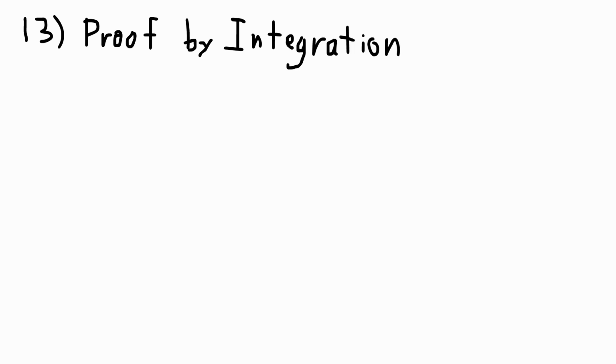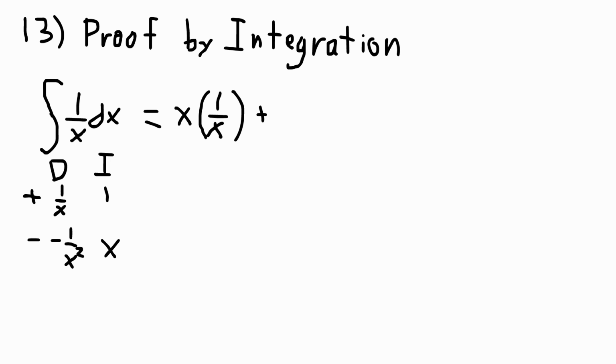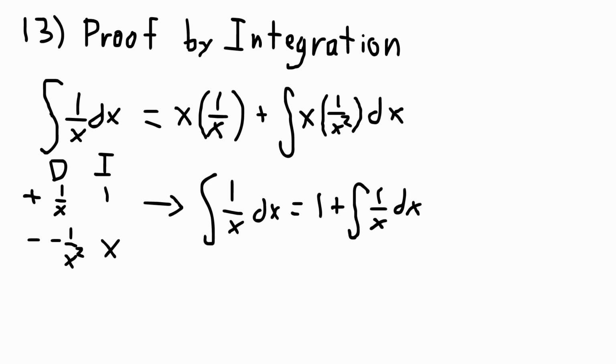Proof by integration. If you integrate 1 over x with respect to x, you get x times 1 over x plus the integral of x times 1 over x squared with respect to x, which means the integral of 1 over x with respect to x is equal to 1 plus the integral of 1 over x with respect to x. If you subtract the integral of 1 over x with respect to x from both sides, you get that 1 equals 0.